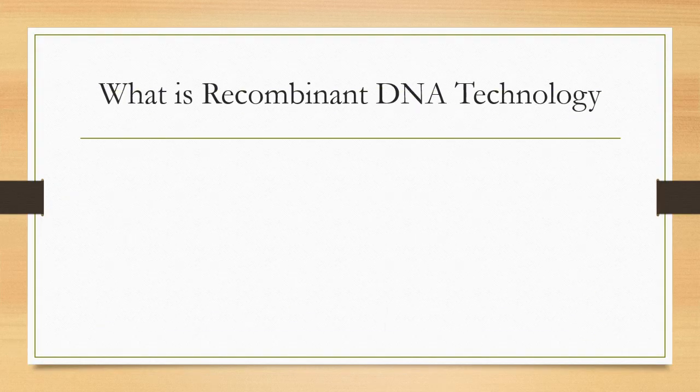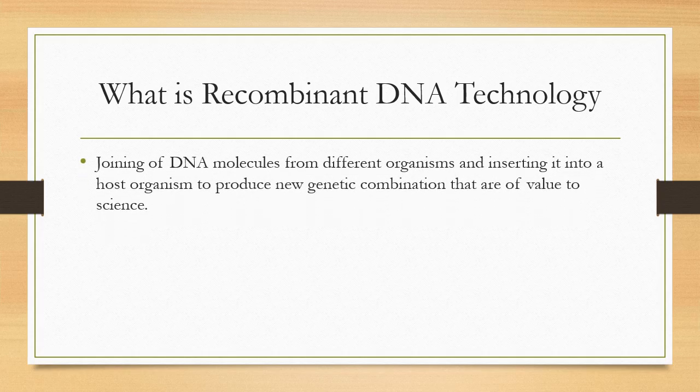So we may want to look at the definition of recombinant DNA technology. It is the joining of different DNA molecules from different organisms and then inserting them into a host organism to produce new genetic combinations that are of value to science. For recombinant DNA technology, all we want is to clone a gene. After cloning this gene, we introduce it into an organism so that it will show the traits that we desire.